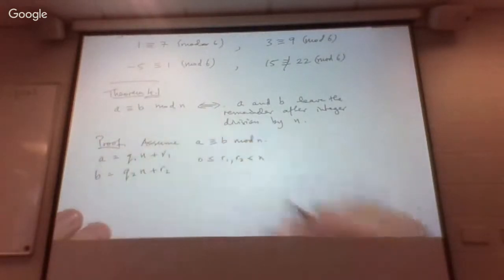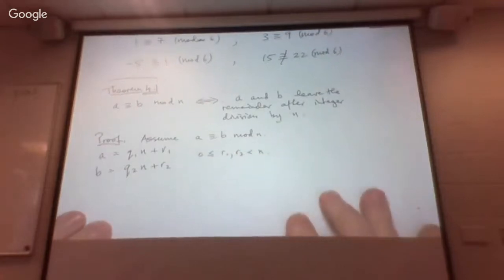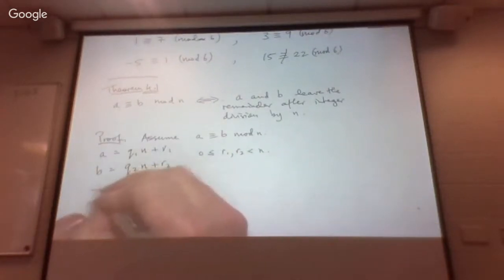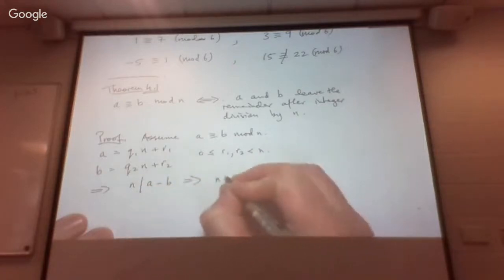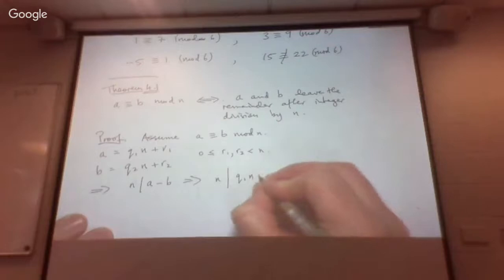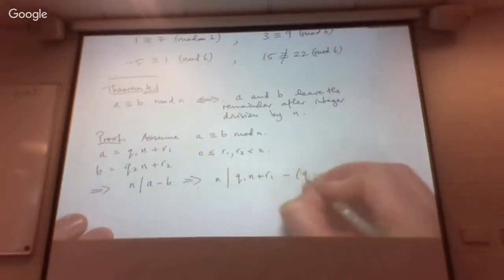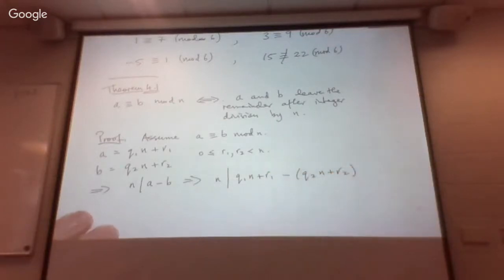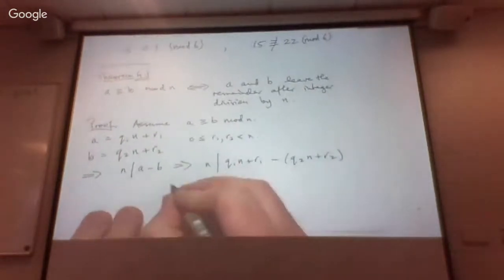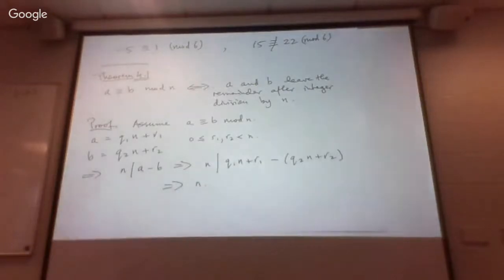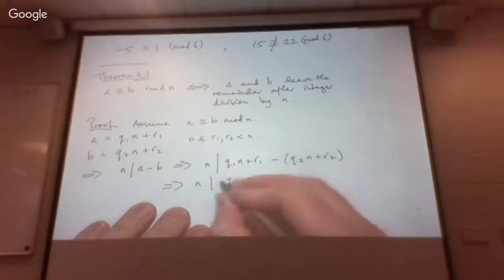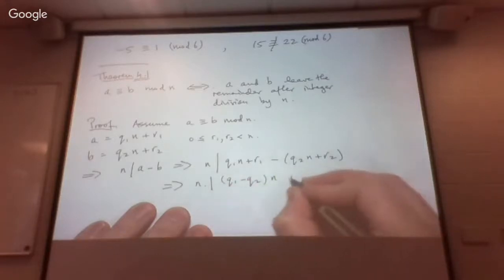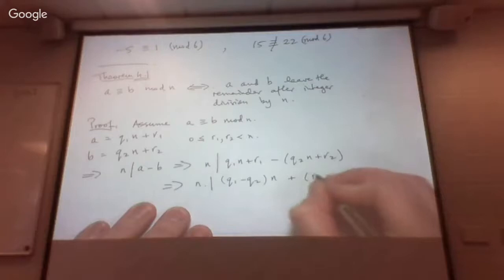But what does this assumption, that A is congruent to B, mean? Well, we know that n divides the difference A minus B. So that implies that n divides (Q1n + R1) minus (Q2n + R2). That's just substituting in their integer divisions with remainder. But we can reorganize that in a sensible way, because this is going to be (Q1 minus Q2) multiplied by n, and then it's going to be plus (R1 minus R2).